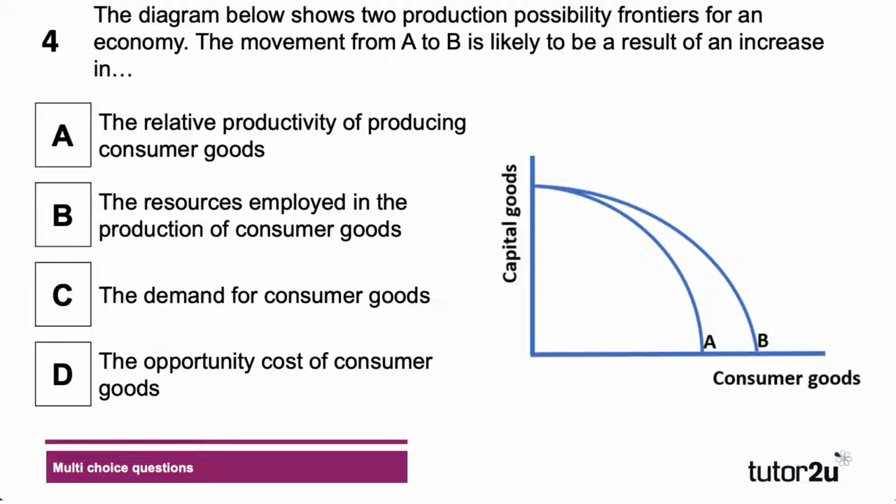Is it A, relative productivity? Is it B, the resources used in the production of consumer goods? C, the demand for consumer goods, or D, the opportunity cost of consumer goods? Be careful with this. Have a careful look through it. Okay, I can see an A and a B, and some more A's and B's. We've got a split between A's and B's at the moment.